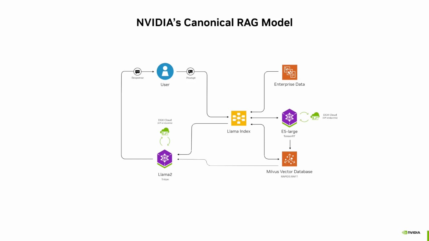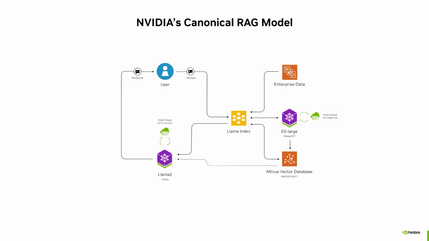In the center, the yellow icon, is the LLM framework that orchestrates efficient interaction between parts of the pipeline. In our canonical example, we choose Llama Index. To the right is the embedding model, which vectorizes the enterprise data and the query or prompt into a form the LLM can understand so that it can be incorporated into the LLM response.